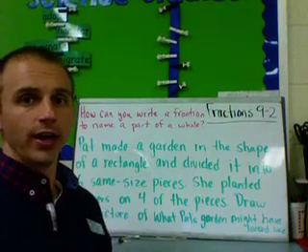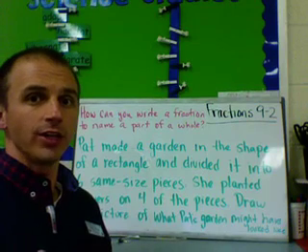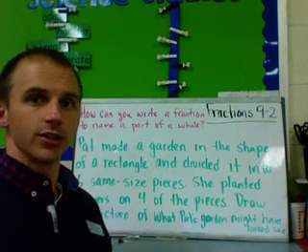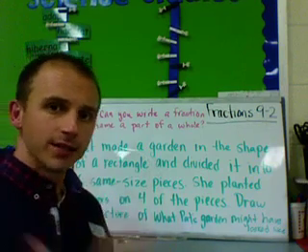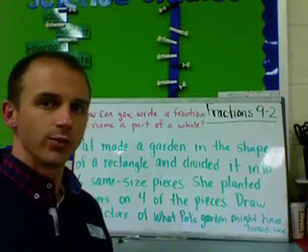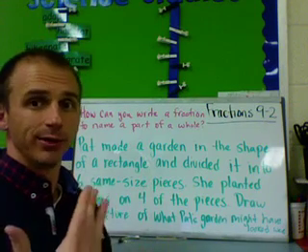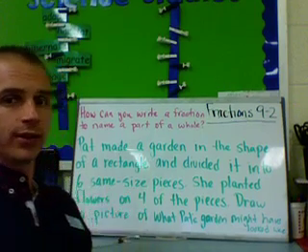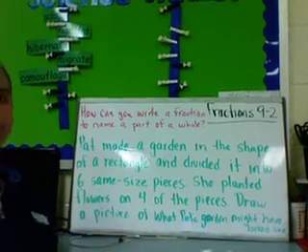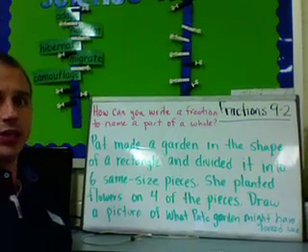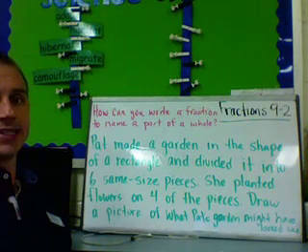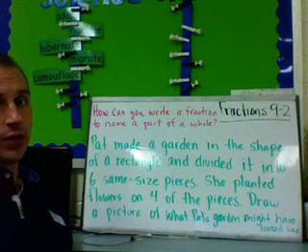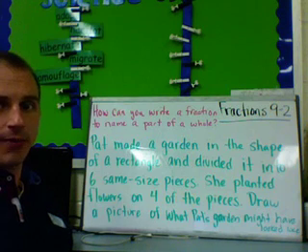And so when we're looking at whole numbers, we're looking at the whole thing, but when we're looking at a fraction, we're looking at part of that number. So first, let's look at a problem to get our minds thinking about recognizing and naming a part of a whole. So here's a word problem. I'll read it aloud to you. Pat made a garden in the shape of a rectangle and divided it into 6 same-sized pieces. She planted flowers on 4 of the pieces. Draw a picture of what Pat's garden might have looked like.